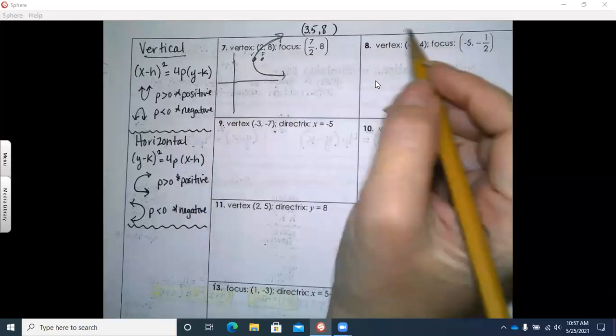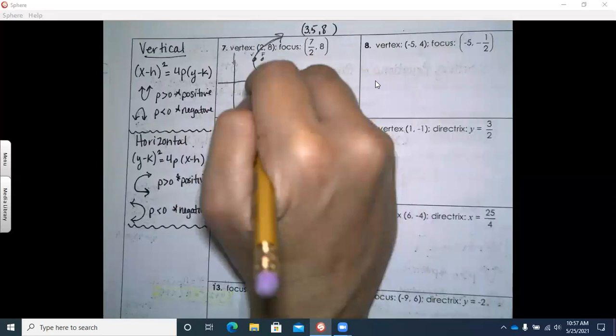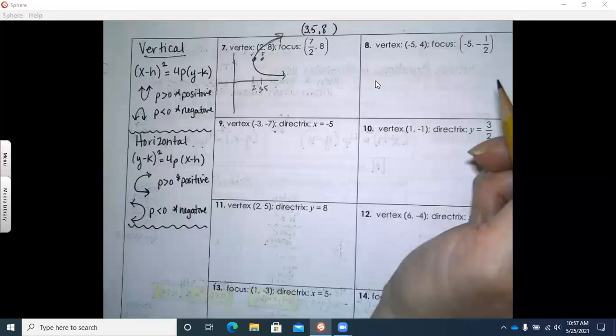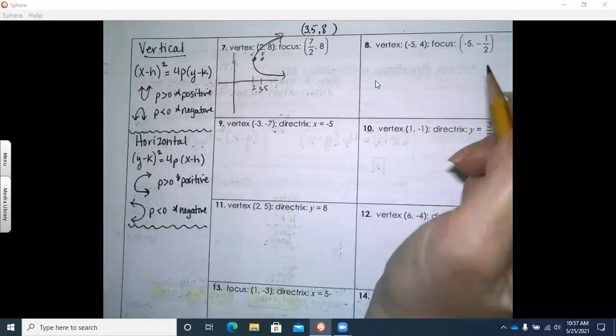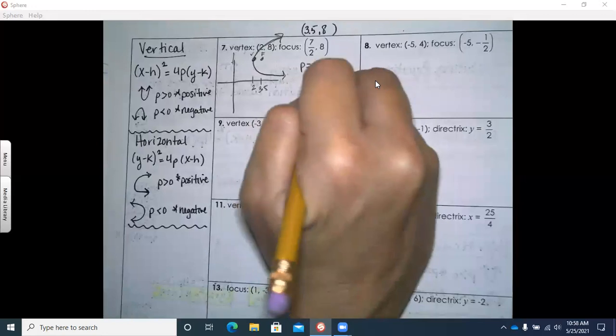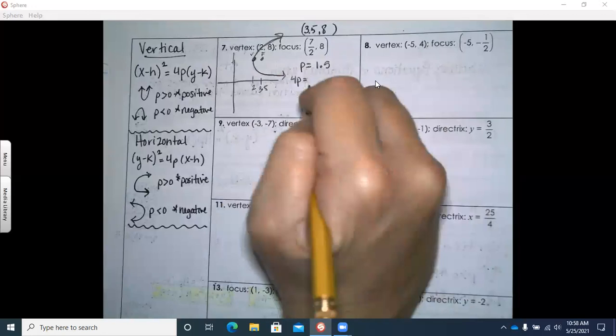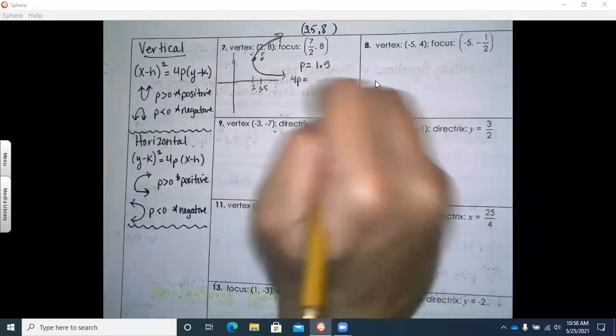And the vertex has an x value of 2. The focus has an x value of 3.5. So what is the distance between 2 and 3.5? 1.5. And if it opens to the right, we know it's positive, right? So p is 1.5. 4p is going to be 4 times 1.5, which is 6.